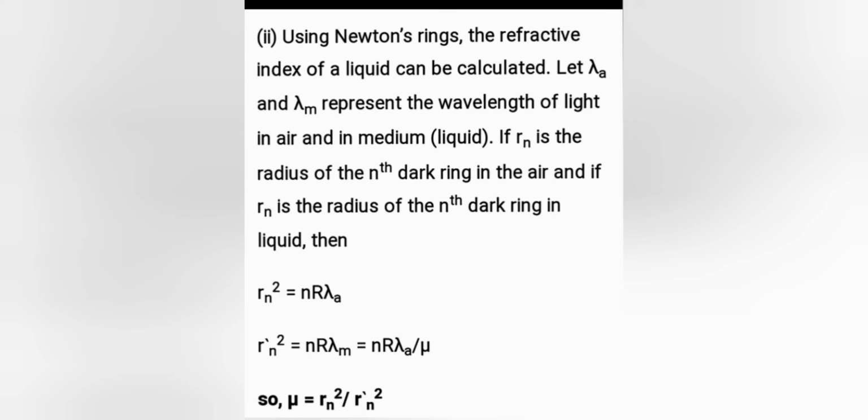Second application of Newton's ring. Using Newton's ring, the refractive index of a liquid can be calculated. Let lambda a and lambda m represent the wavelength of light in air and in the liquid medium. If Rn is the radius of the nth dark ring in air, and R dash n is the radius of the nth dark ring in liquid, then Rn square equal to nr lambda a, R dash n square equal to nr lambda m equal to nr lambda a by mu. So mu equal to Rn square by R dash n square.